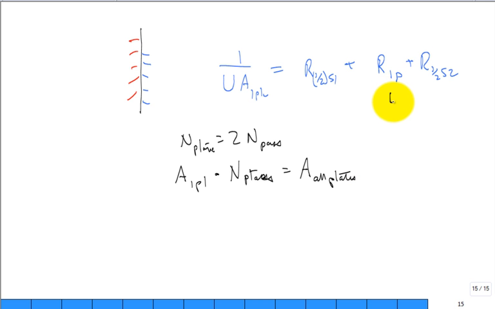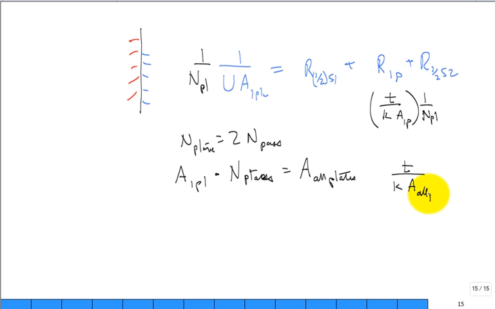Maybe I do this. This was the thickness of one plate, which is the same as the thickness of all the plates. The conductivity, which is the same. And this was the area of one plate. True? So focusing on that term, if I put 1 over the number of plates in the whole heat exchanger, now it's like thickness divided by K times the area of all the plates.